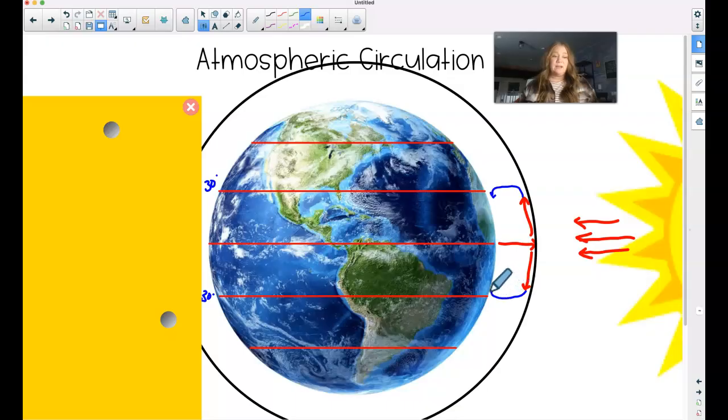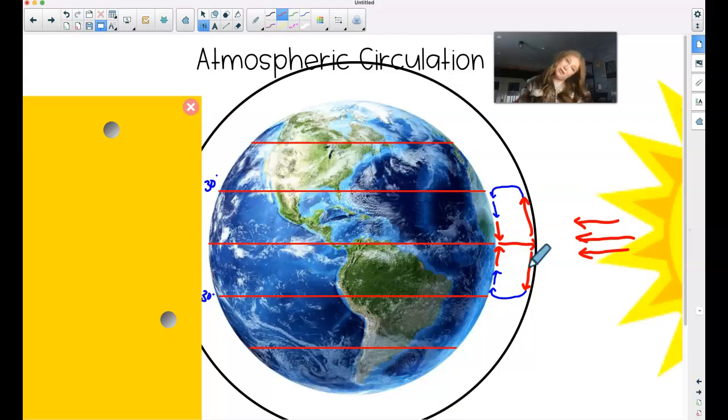So that hot air goes up into the atmosphere and then out towards the poles. Then it starts to get cold, and it comes back towards the equator. It's getting colder here, so it's denser and sinking. As it's traveling back towards the equator, it's starting to heat up because it's getting closer to that direct sunlight. So it's making these convection cycles.